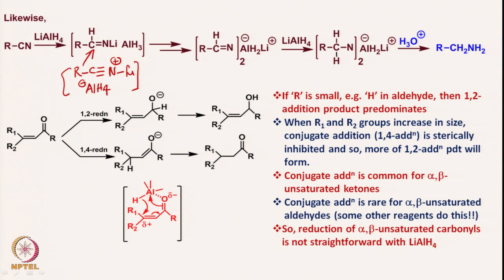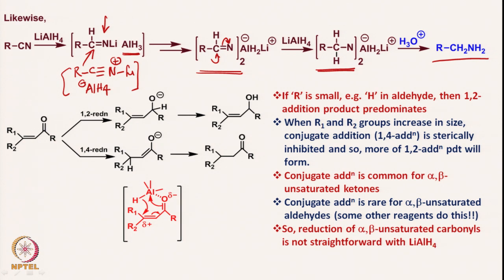And since there is a possibility of transferring another hydrogen onto this species here, another molecule reacts with the AlH3 part, and therefore two of these are associated with the reducing agent, and then lithium aluminum hydride reacts and reduces this imine to form this, and eventually this is then hydrolyzed to the corresponding amine. So this is how the reaction of a nitrile takes place.